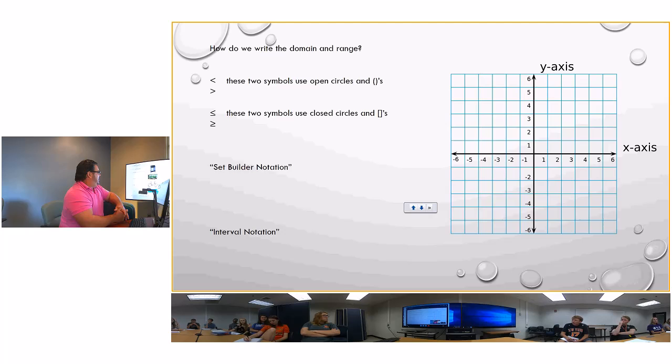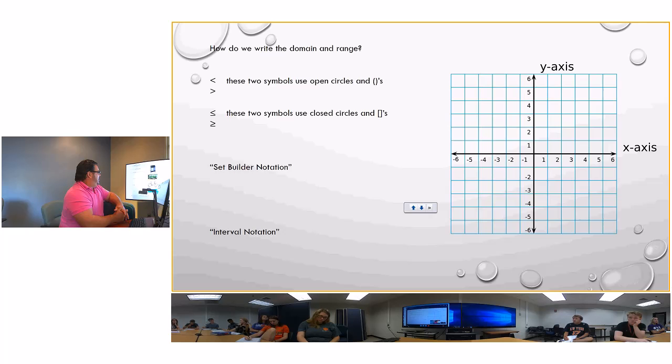How do we write domain and range? We write domain and range using the symbols with parentheses and brackets. And that is the 2 symbols, the inequalities on the left that you see right here.